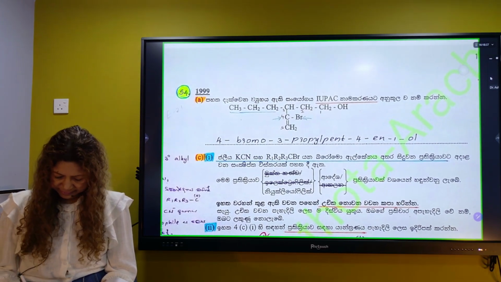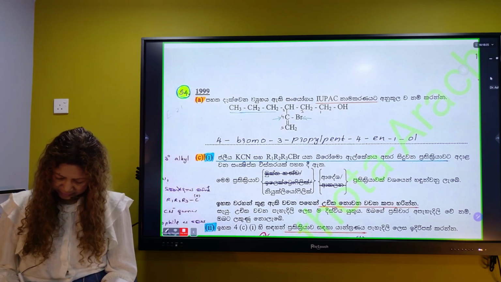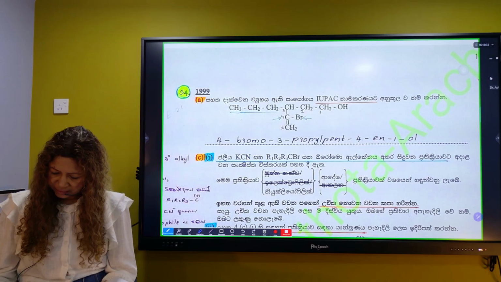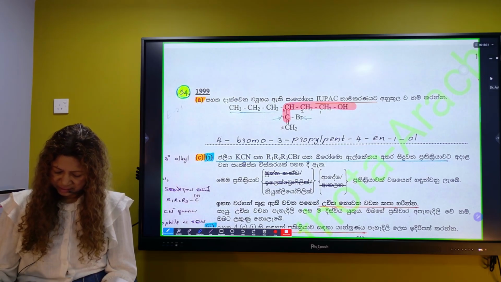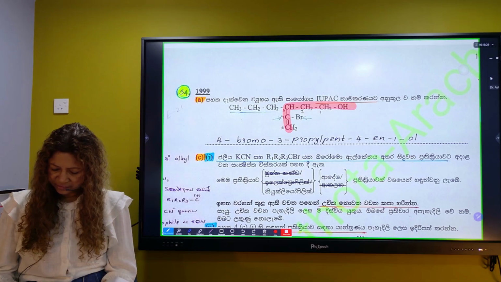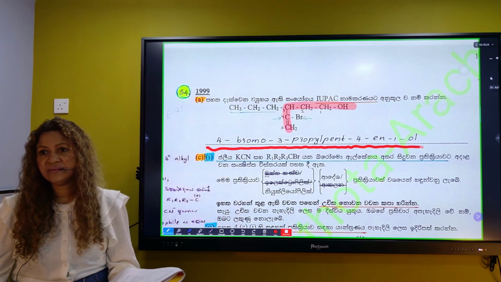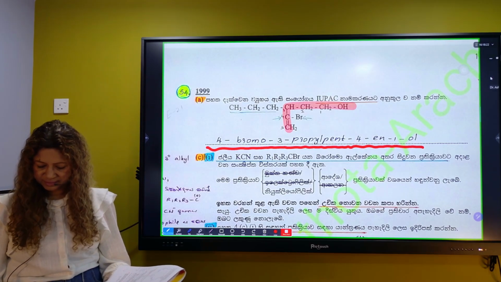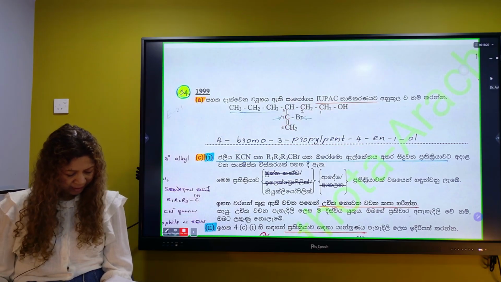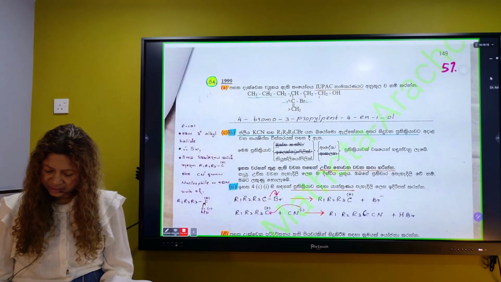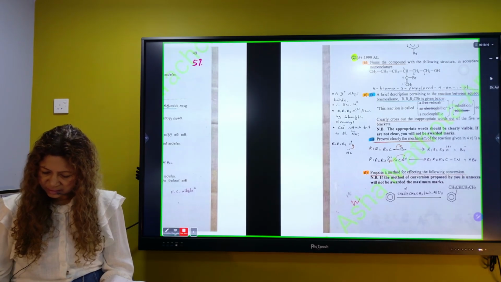This again, this is the main chain. So the name is 4-bromo, 3-propylpent-4-en-1-ol.